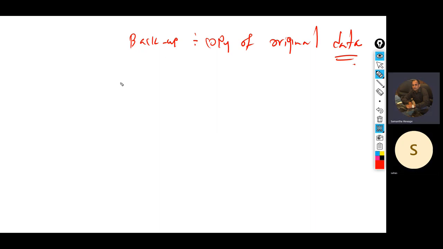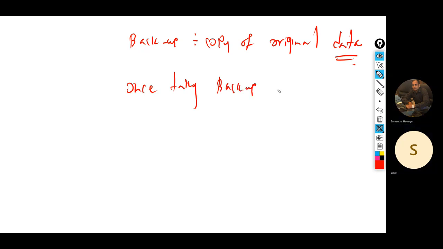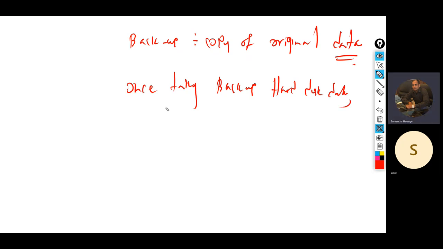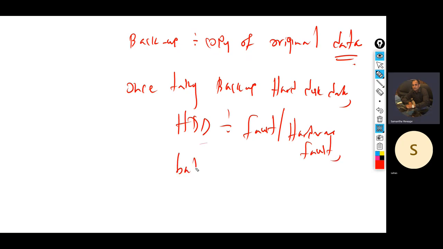So once you are taking a backup of your hard disk data, even if you are facing some malfunction of your physical storage device called the hard disk, assuming a hardware fault or the hard disk having bad sectors. Bad sectors means it has been damaged. Your hard disk is damaged.